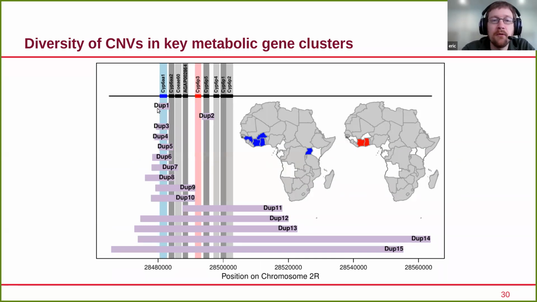Certainly with DUP1, we know there were other mutations nearby, and we don't know to what extent DUP1 is responsible for the increased resistance, or the other mutations next to it. And if it's more the mutations next to it, or if exactly where the CNV starts and ends is important, then these other CNVs might be less important than DUP1.